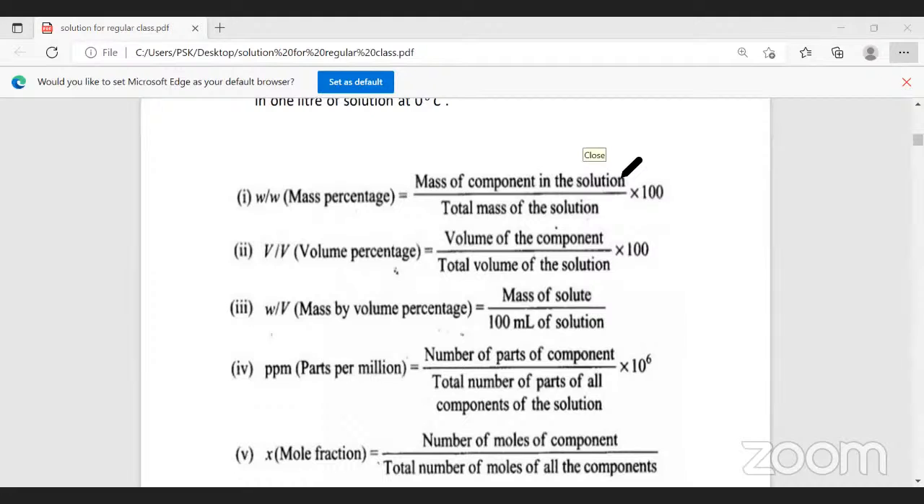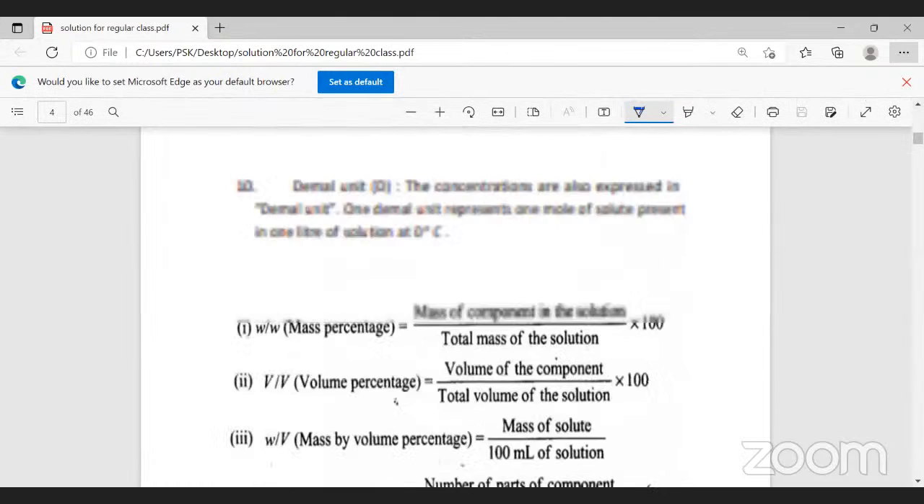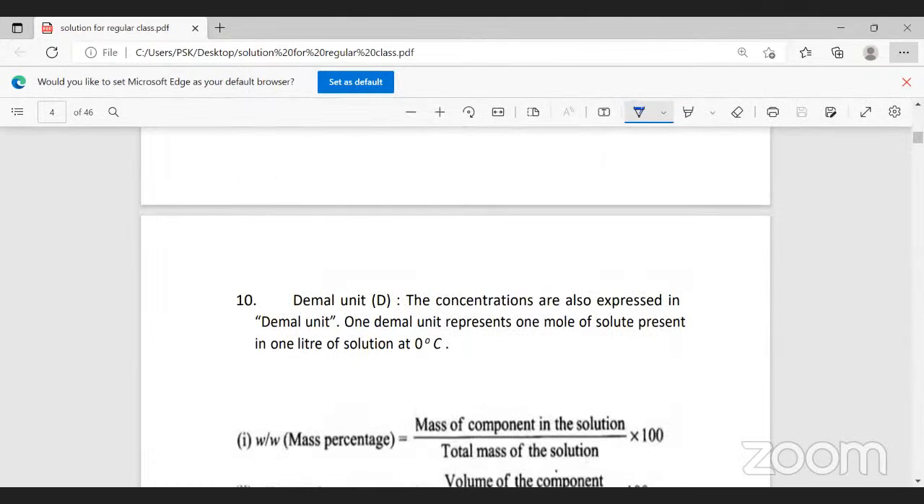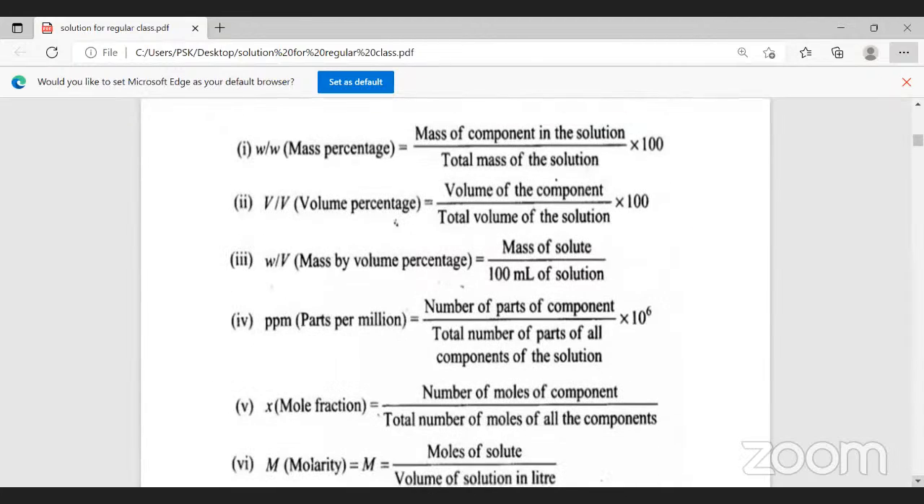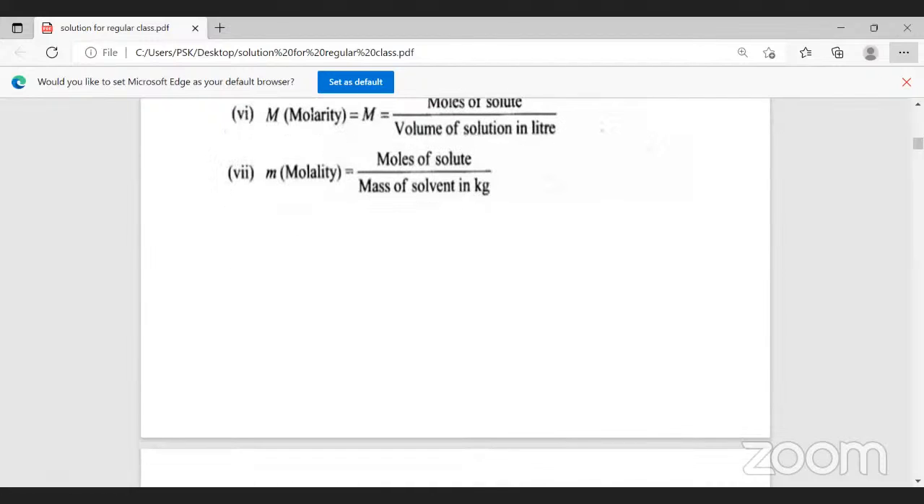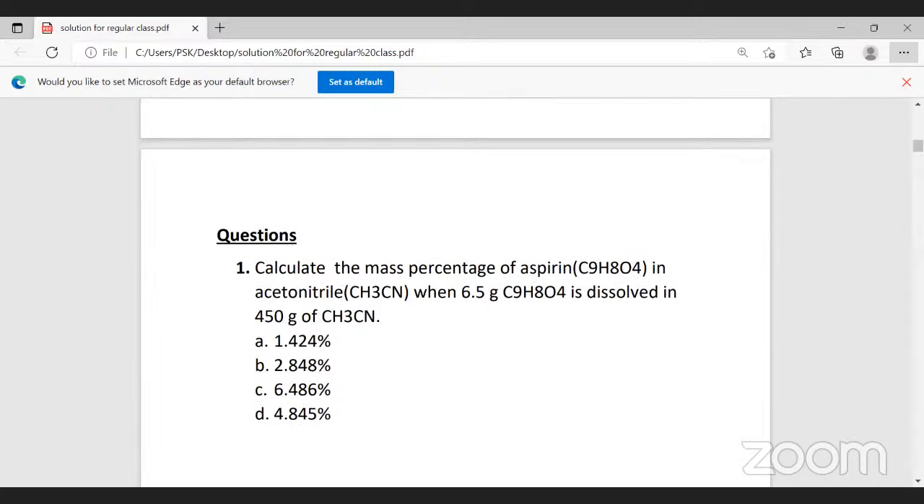Yes, Ajay. So yesterday we were learning about the ways of expressing concentrations of a solution in the laboratory. 10 different ways we learned: weight by weight, volume percentage, weight volume percentage, parts per million, mole fraction, molarity, all that. So we'll work a few problems based on that.